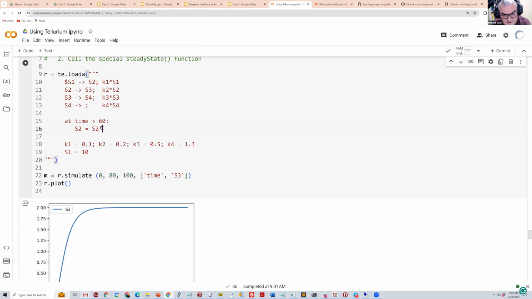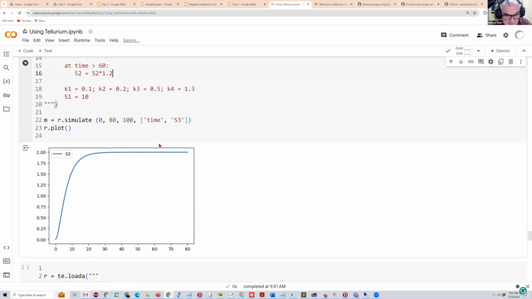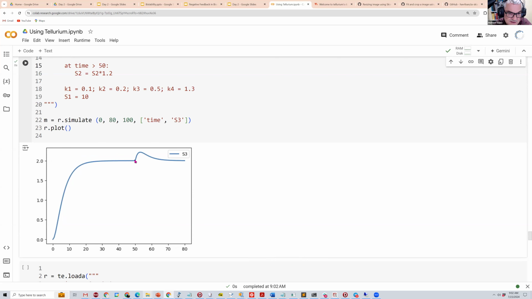Well, that's a bit excessive. Let's increase it by 20%. Okay, S2. So time 60 at around here. Yeah, time 50 actually. That's too far in. Time 50 around out here. I'll increase S2. If I do that, you notice there's a spike. It goes up, and then it decays back down. Actually, maybe I will increase that a bit more. Okay, you see it coming back down. That's characteristic of a stable steady state. Okay, but any perturbations I make decay.